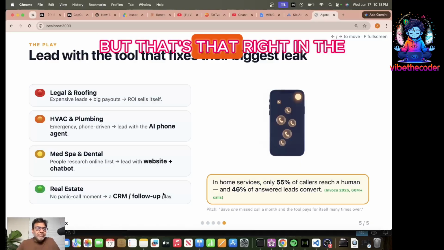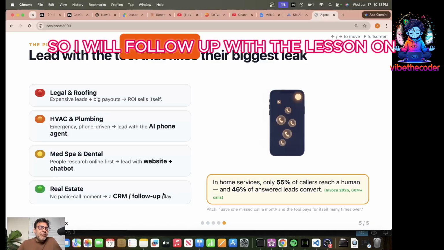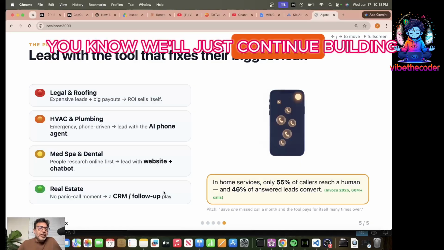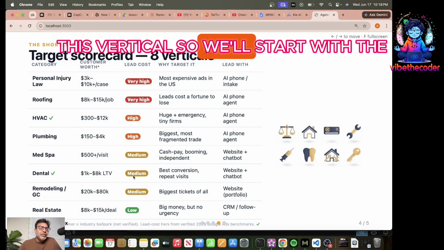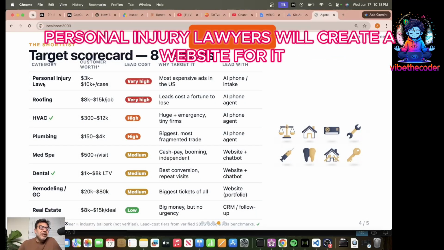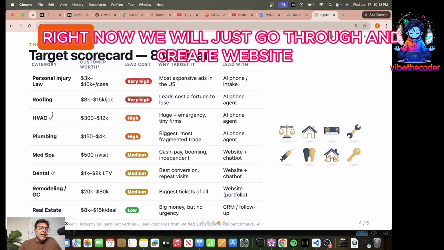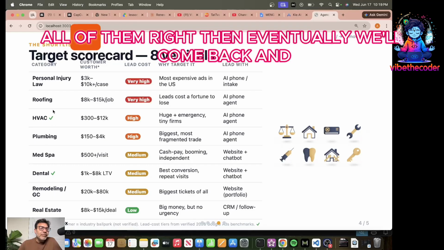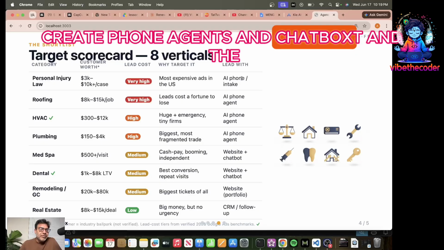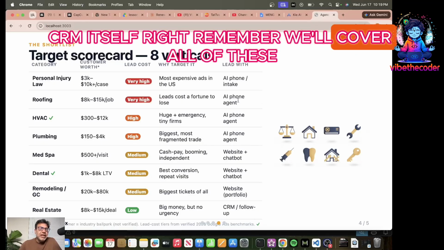So that's that. I will follow up with a lesson where we'll continue building these verticals. We'll start with the personal injury law and create a website for it. Right now, we will just go through and create a website for all of them. Then eventually we'll come back and create phone agents, chatbots and the CRM itself. Remember, we'll cover all of these.